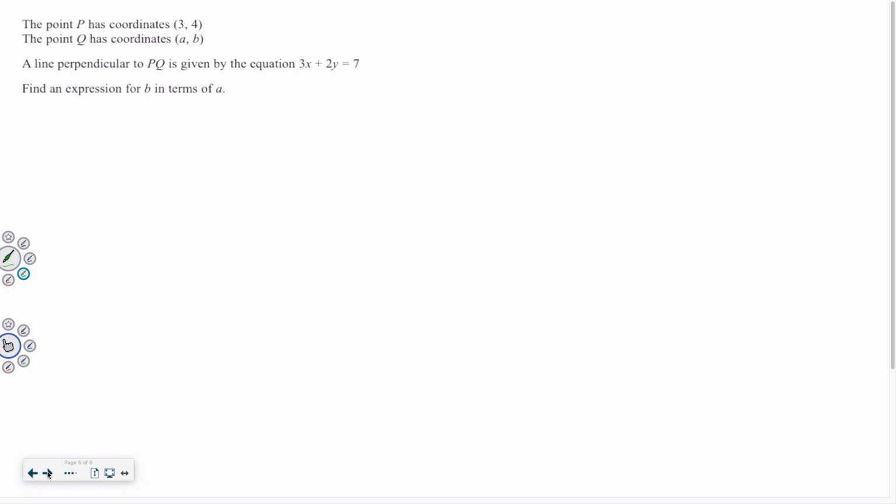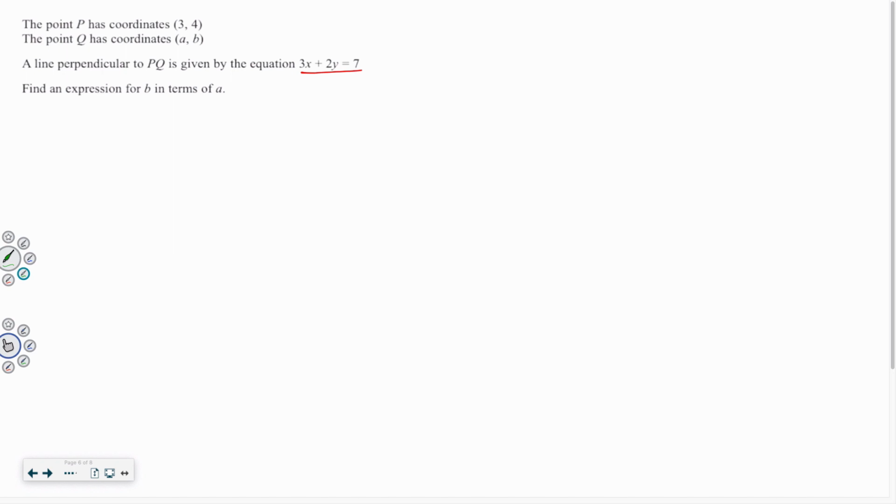The next question says the point P has coordinates 3, 4. The point Q has coordinates A, B. The line perpendicular to PQ is given by the equation 3x plus 2y equals 7. And we're being asked to find an expression for B in terms of A. The line perpendicular to PQ is given by this equation, 3x plus 2y equals 7.